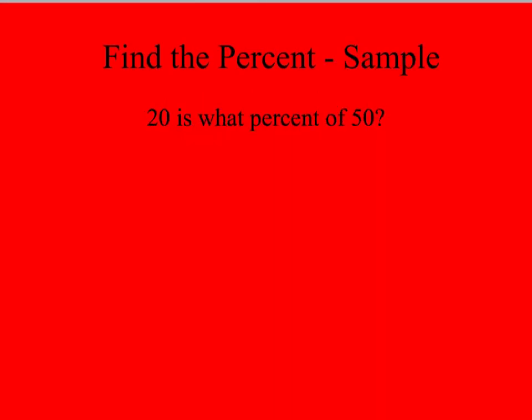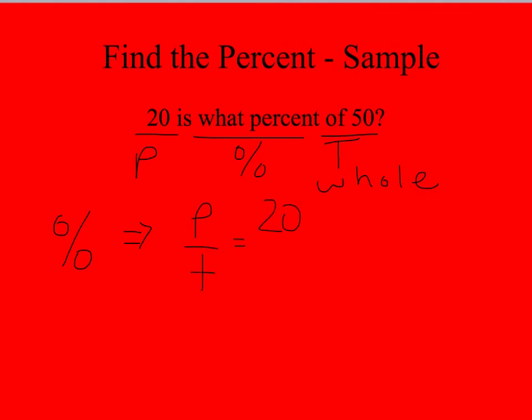So here's another way something might be worded. 20 is what percent of 50? Of 50, there's our total, or our whole. What percent? That means we're looking for percent. 20 is the part. So we know that the percent is found by the part over the total, which is 20 over 50, which is 0.4 times 100, 40%.